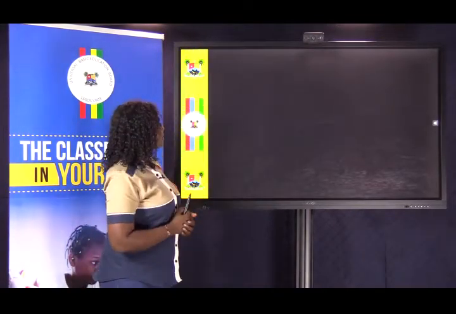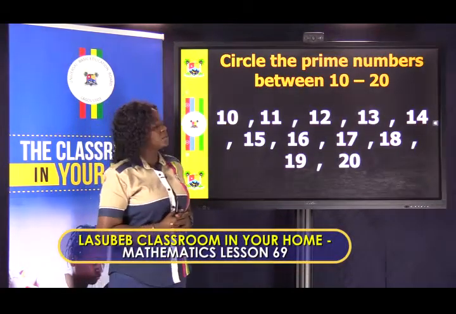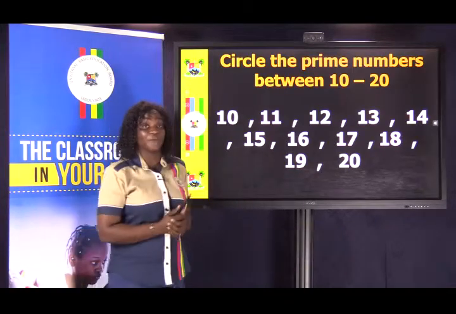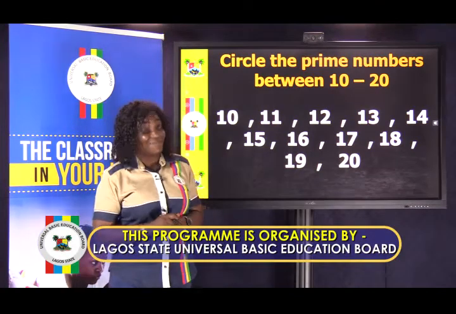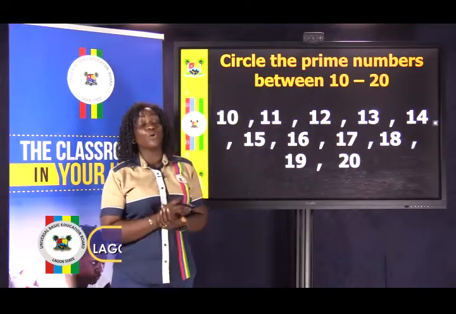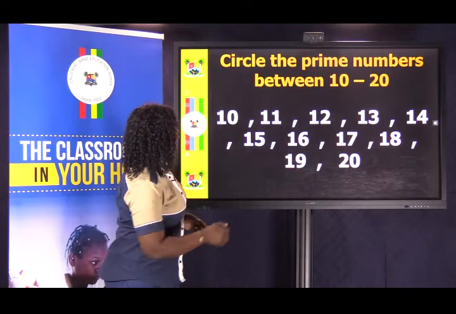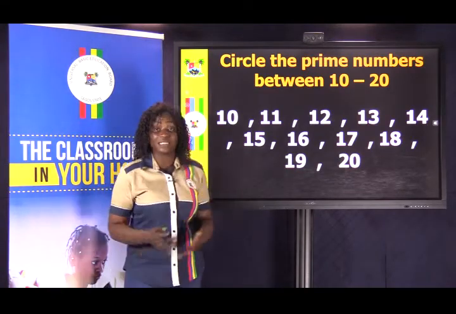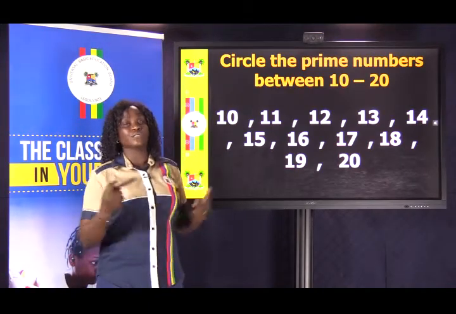Example 2, yes. Circle prime numbers between 1 and 20. Let's see, we already know that 10 is not a prime number. Remember that no other number should divide prime numbers without a remainder. It can only be divided by itself and 1. And these numbers, 10, 12, 14, 15, 16, 18, and 20, can be divided by another number without remainder.